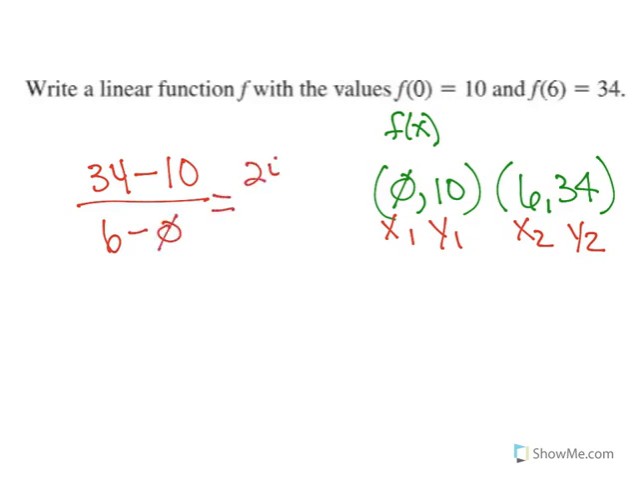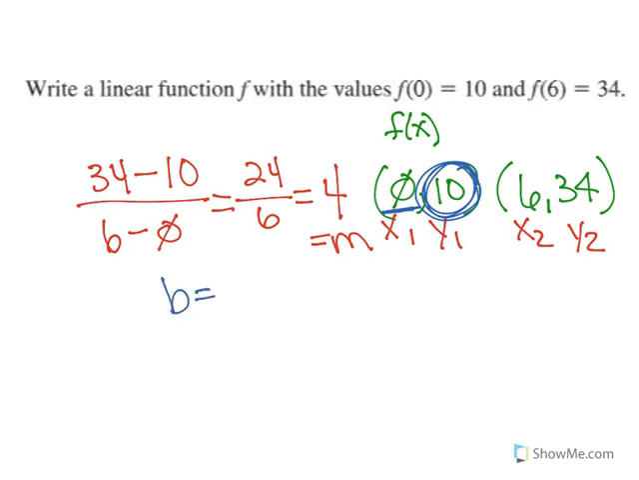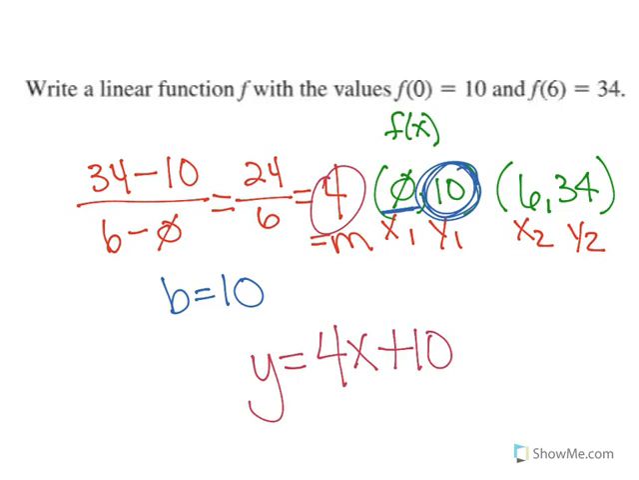Do the math. 34 minus 10 is 24. 6 minus 0 is 6. 24 divided by 6 is 4, so that equals our slope. And then look at your points and see which one has x equals 0. So that number where x is 0 is your y-intercept. And then you can put it into your equation. y equals 4x plus, because it's positive, 10.